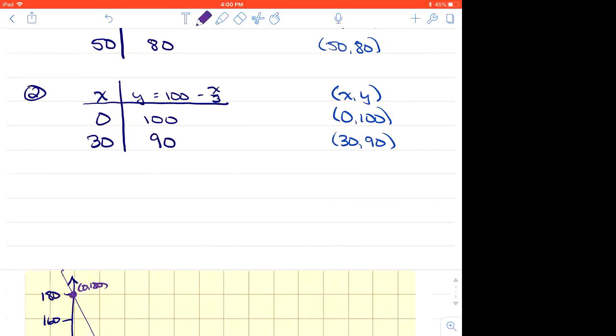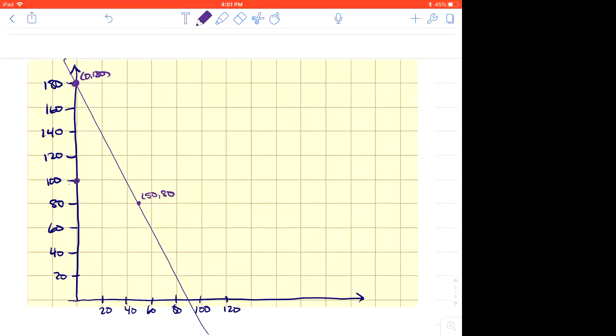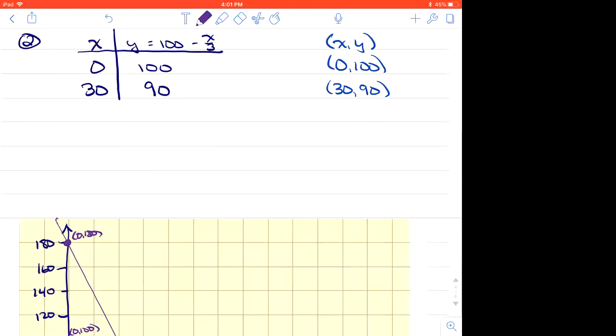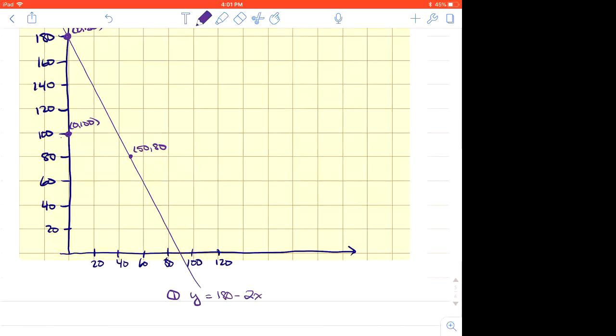0, 100 is our first point, and our second point is at 30, 90. So x is 30, y is 90, somewhere between 20 and 40, and between 80 and 100. Now I should label it. Now I'm going to connect these dots and extend the line.